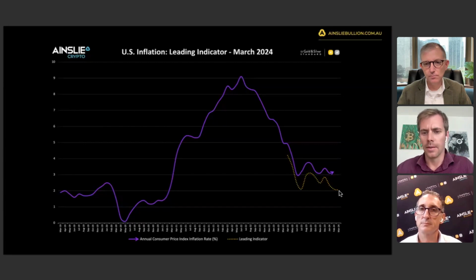However, based on where we are with seasonality as well, we could expect that to flatline and even potentially tick up, just based on where we are in terms of growth.